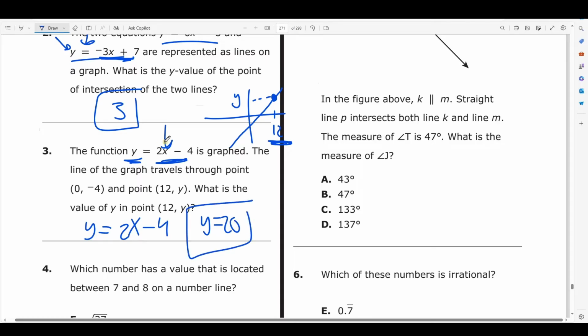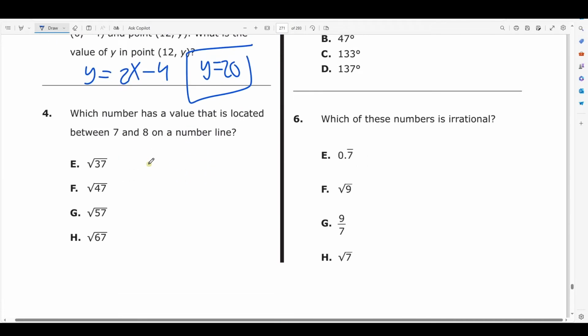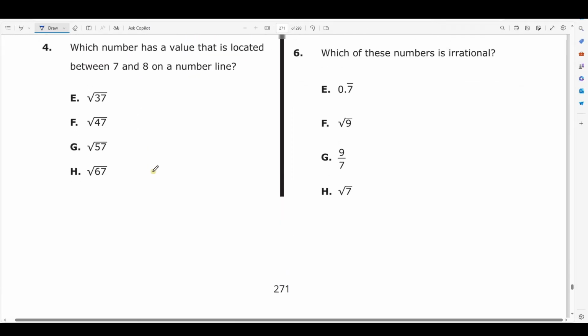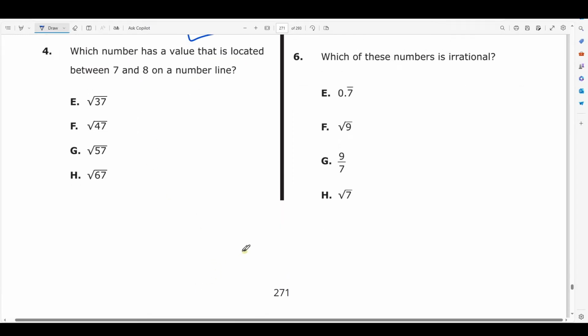That's our answer. Number 4 says, which number has a value that is located between 7 and 8 on a number line? Okay, so what's happening here? A number line is just a line that has a bunch of numbers on it that's organized from least to greatest, right? And it goes on forever. So let me just draw a number line for you. Here we can have the point 0, here we can have the point 7, and here we can have the point 8, right? That's going to be our number line.